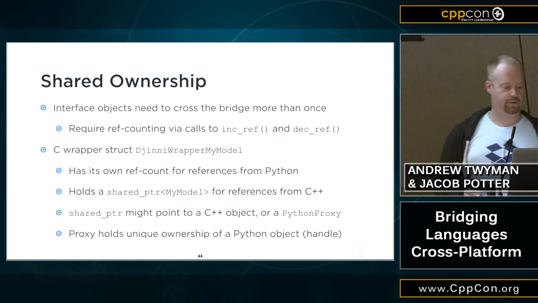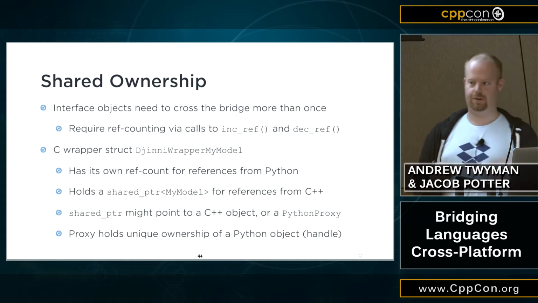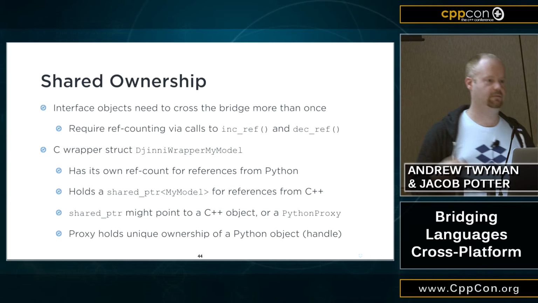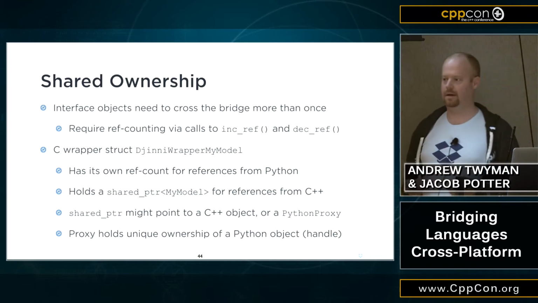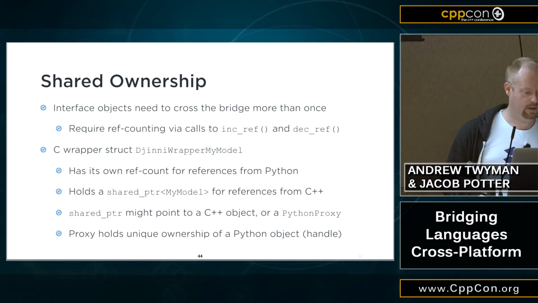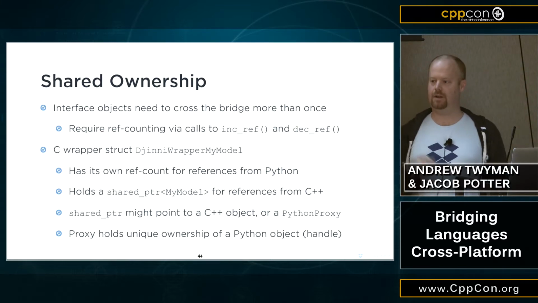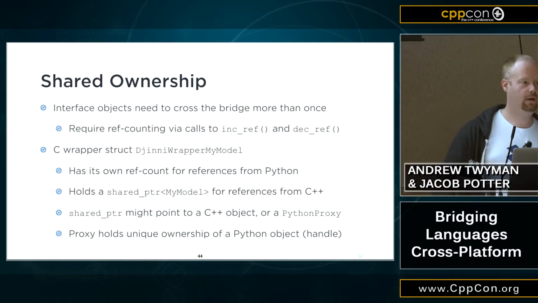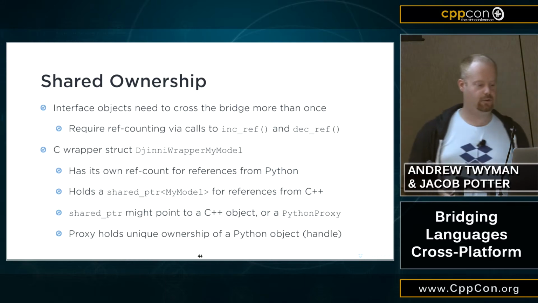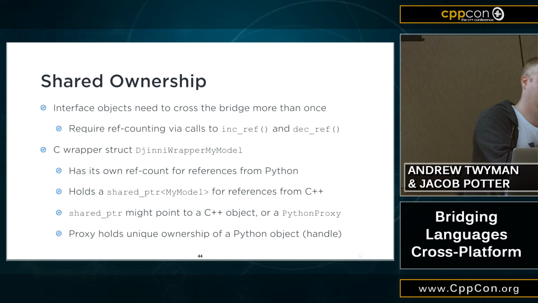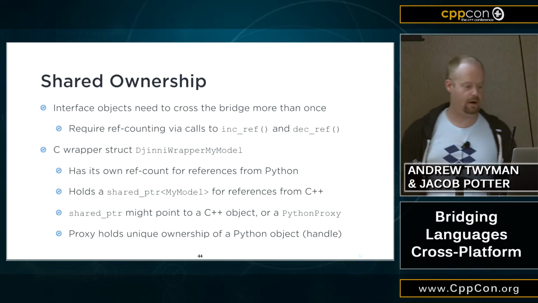Then the wrapper holds a shared pointer, which is how it shares with references in C++, and that's much more nice and automatic, and smart pointers are good that way. You don't have to write it yourself. That shared pointer might be directly to a C++ object, in which case we're done as far as the ownership story. Or it might be to a Python proxy, which is itself holding a Python object, which it holds by a handle. But that's all OK.